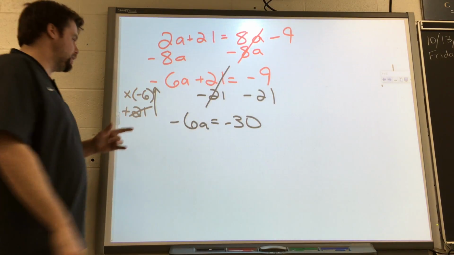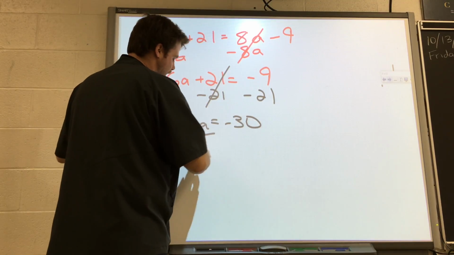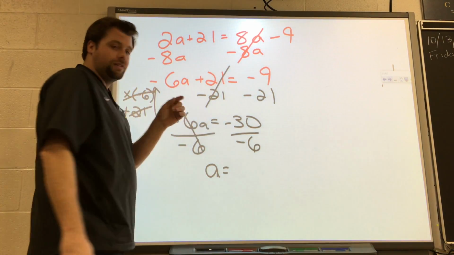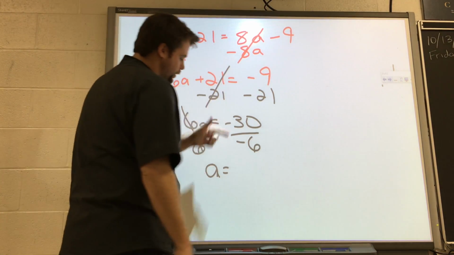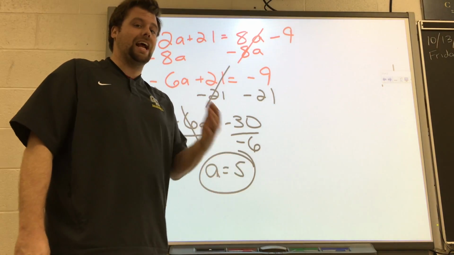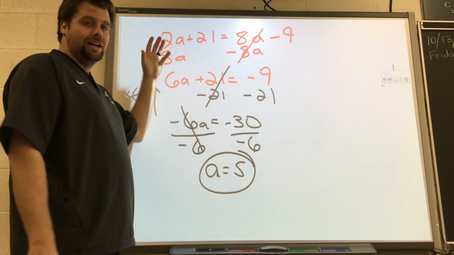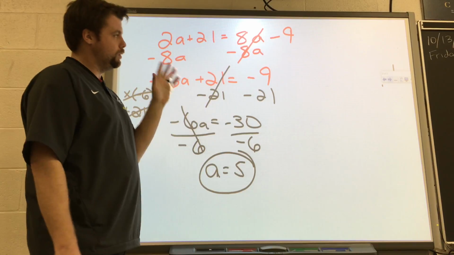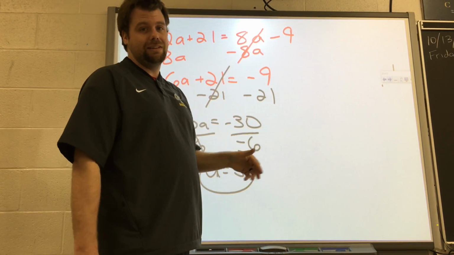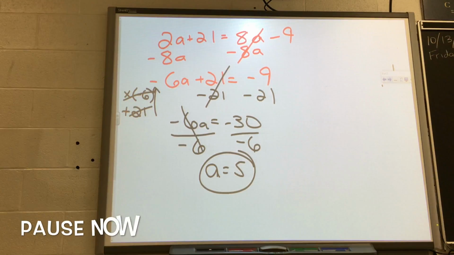Now I need to get rid of multiplication of negative 6. Opposite of multiplication is division. Divide by negative 6. A equals, negative divided by negative is a positive. 30 divided by 6, 5. Great thing about an equation is that I can always check my work. Plug 5 back in. 2 times 5, 10. 10 plus 21, 31. Okay, over here, 8 times 5, 40. 40 minus 9, 31. 31 equals 31. All done.